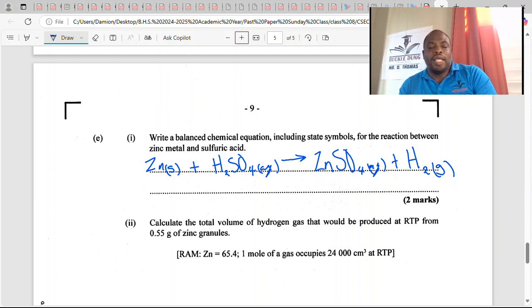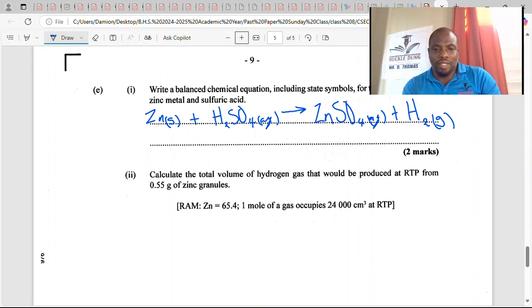Yes, sir. And so, at the exam, sometimes the equation is balanced. You get a mark for the balance and you get a mark for the state symbols. You have to put in the correct state symbols. In order for you to work with the state symbols, you need to remember the solubility rules. Yeah?